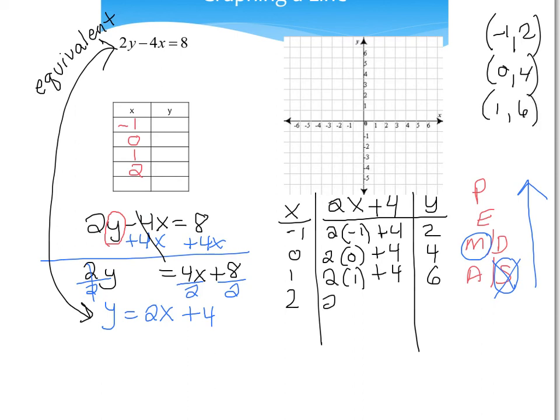And finally, I'm going to substitute in x equals 2. And I have 2 times 2 is 4. 4 plus 4 is 8. So our final ordered pair is 2, 8. And let's graph. -1, we're going to go to the left one, and we're going to go up 2. For +2, right there. And 0, 4, that means we're going through the y-axis.